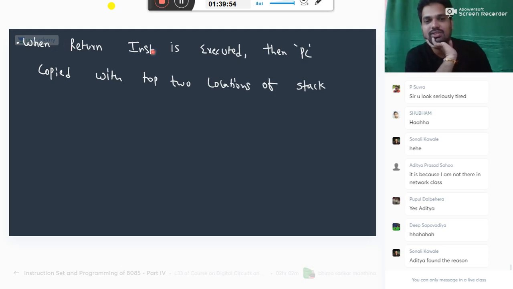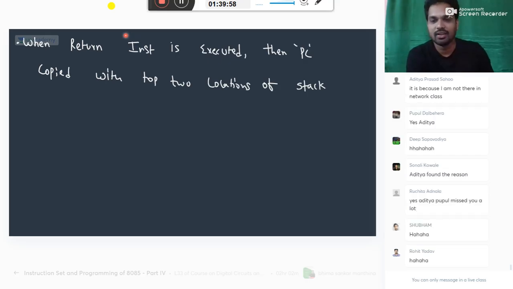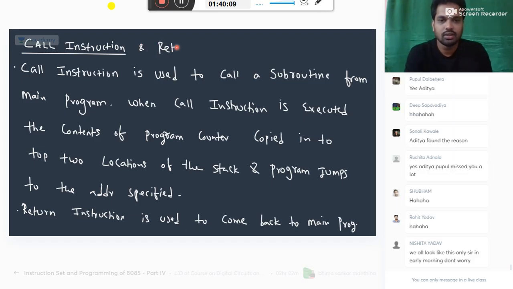So when the return instruction is executed, the program counter is copied with the top 2 locations of the stack. Okay, so that is about the call and return.